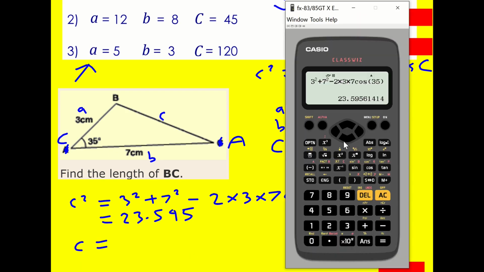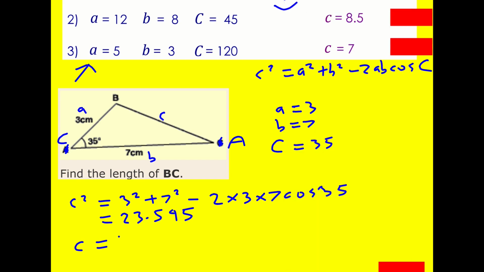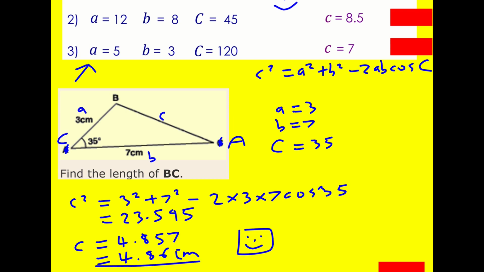You can write that down if you like, or you can just go straight to it. 4.857, or 4.86 centimeters. Nice. Well done if you got that. We can now apply the cosine rule to work out sides. Good job.